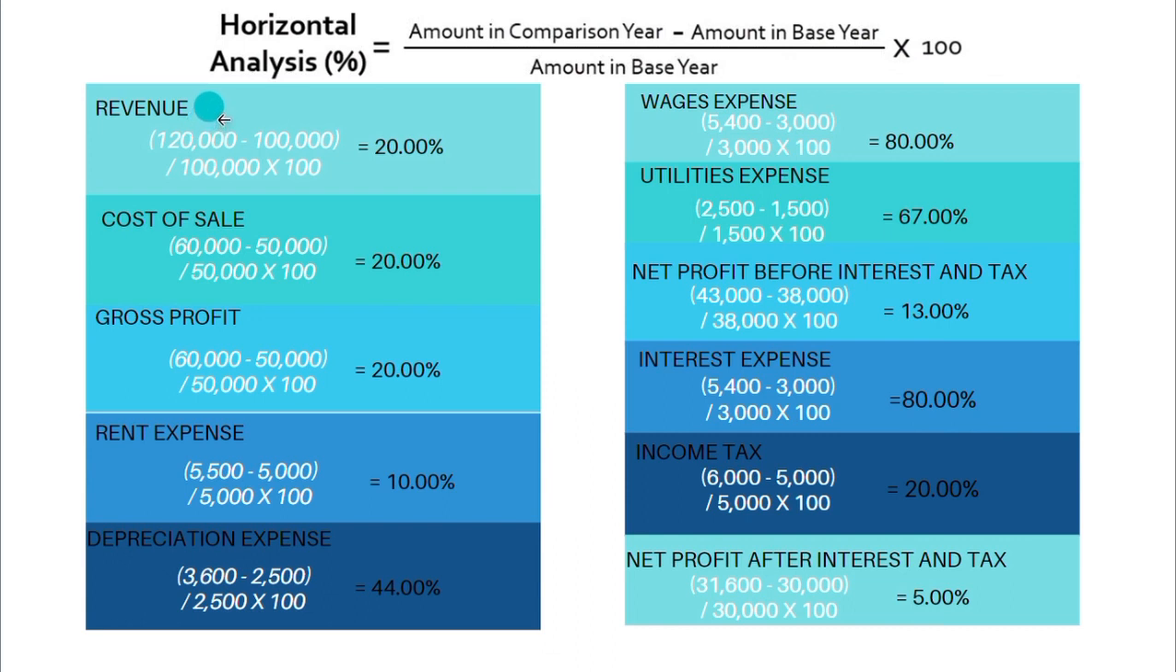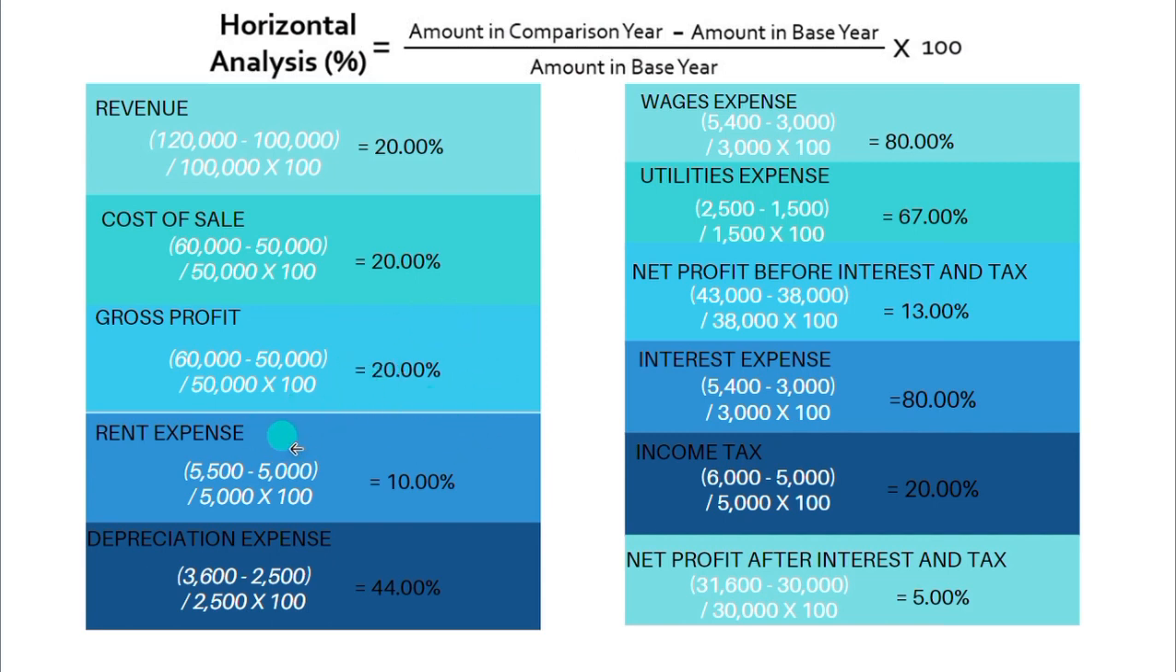So, to compute the revenue, 120,000, which is the amount in comparison year, yung 2003, minus 100,000, which is amount in base year, which is yung 2002. Yung sagot doon is i-divide sa 100,000, which is the amount in base year, times 100 is equals to 20%. Sa cost of sale, 60,000 minus 50,000 divided by 50,000 times 100 is 20%. Sa gross profit, same ng procedure, 60,000 minus 50,000 divided by 50,000 times 100 is 20%.